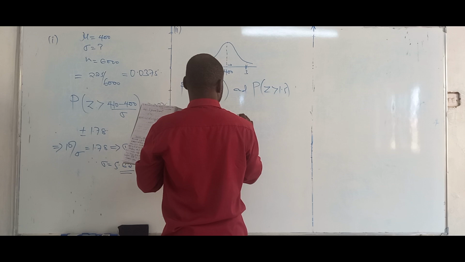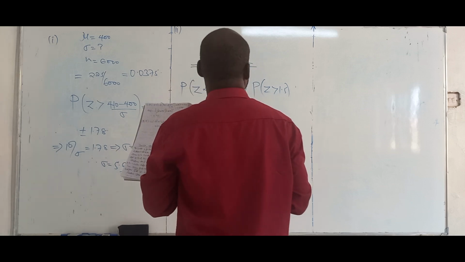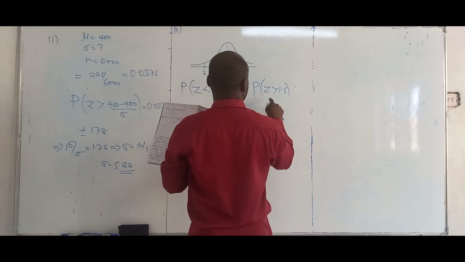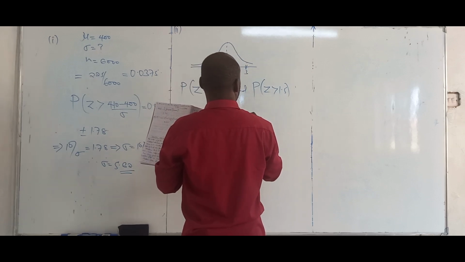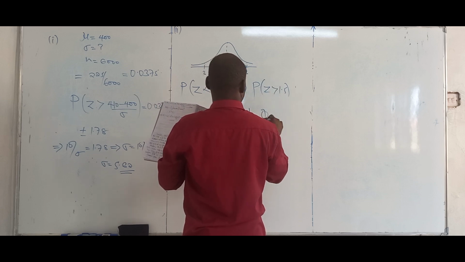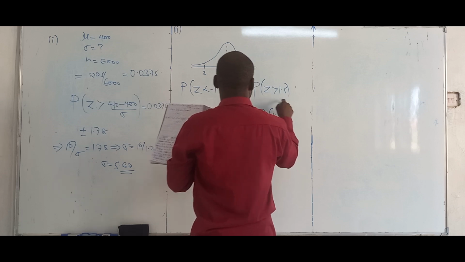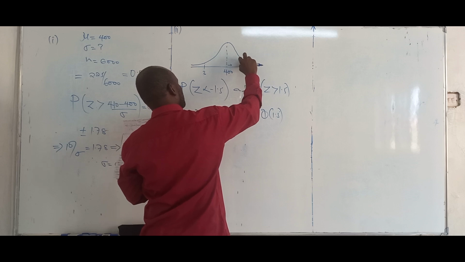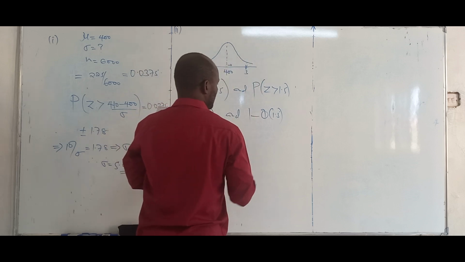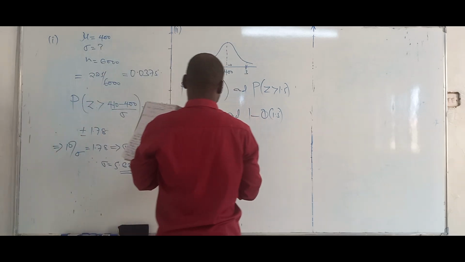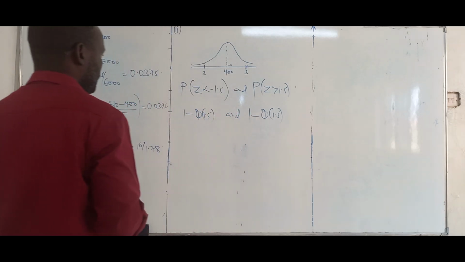And this will be written as 1 minus, because of the 1.5. You see, for us to get that probability, that other end, we'll have to subtract that probability from 1 so that we get that value of Z. So that's what we have.